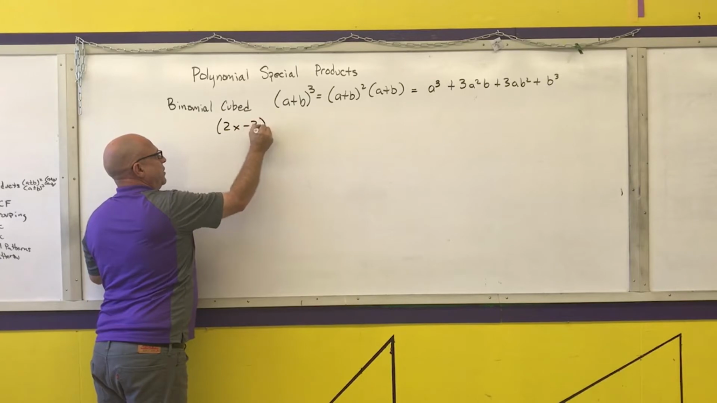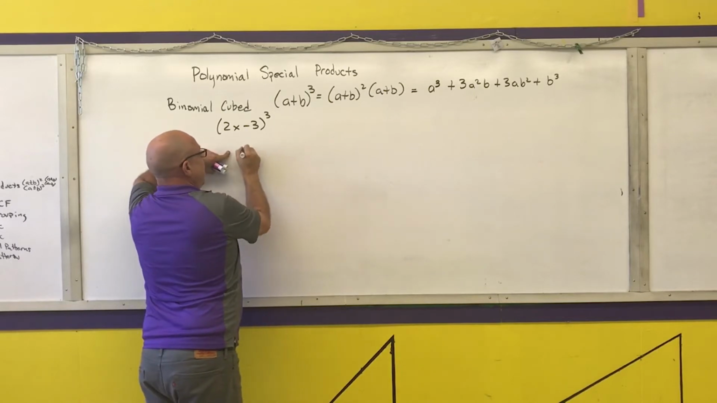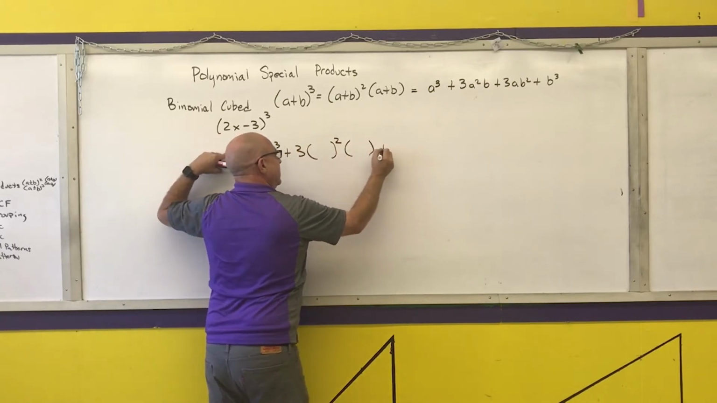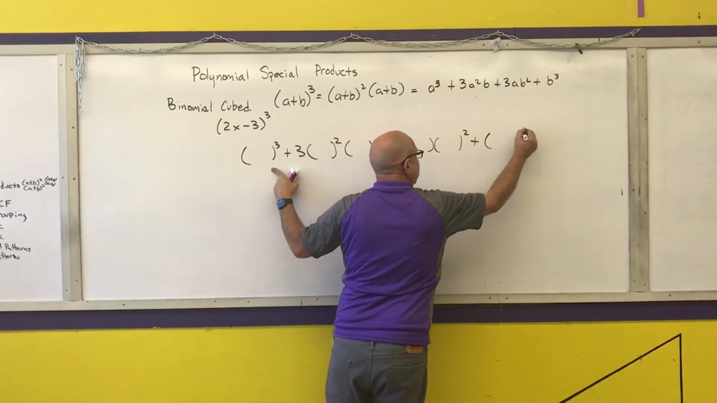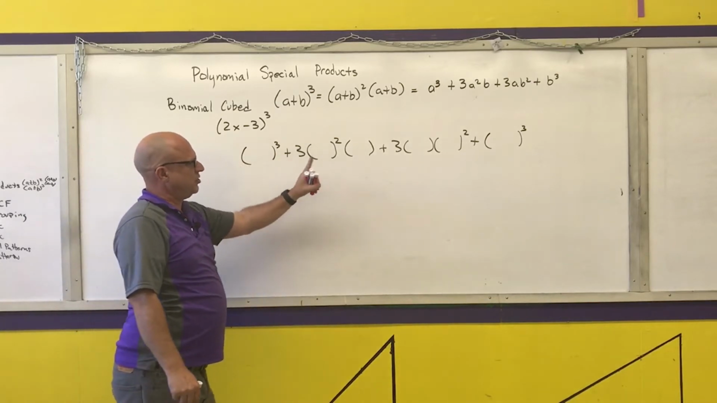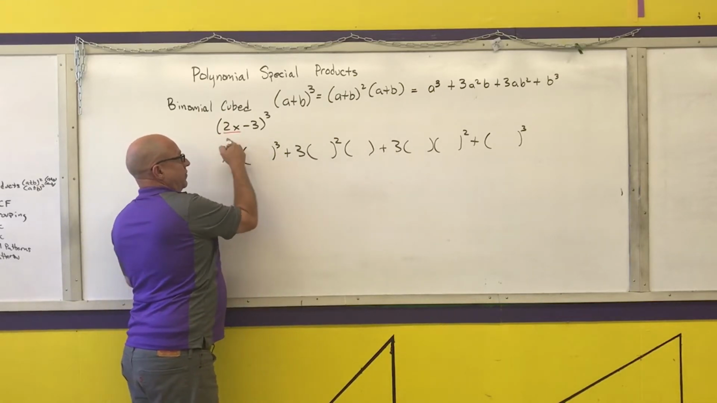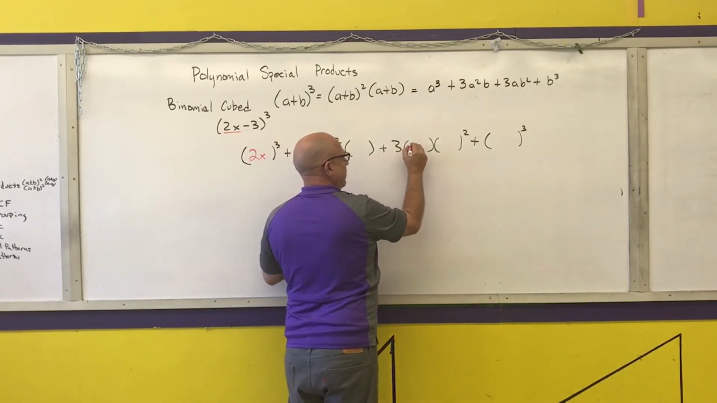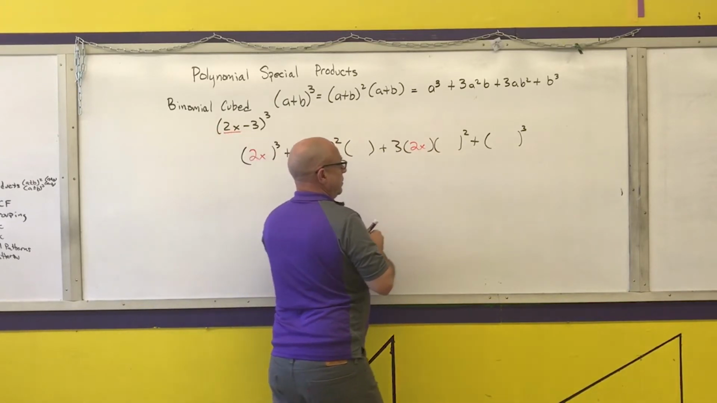2x minus 3 cubed. The way I always write this out is I always put parentheses and I just write my generic problem. So I put parentheses and I put the coefficients. I don't put the 1s down, I just put the 3s there. And now I'm going to fill in the blanks. 2x, the first term, starts at the third power, second power, first power. My negative 3 goes here.